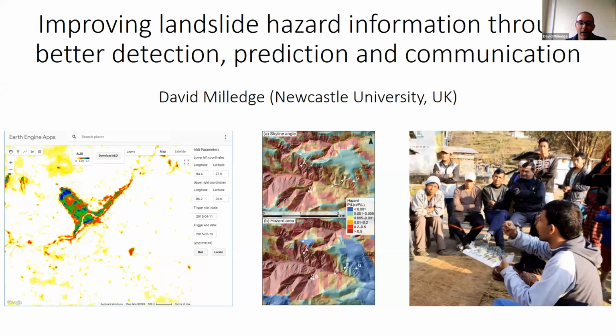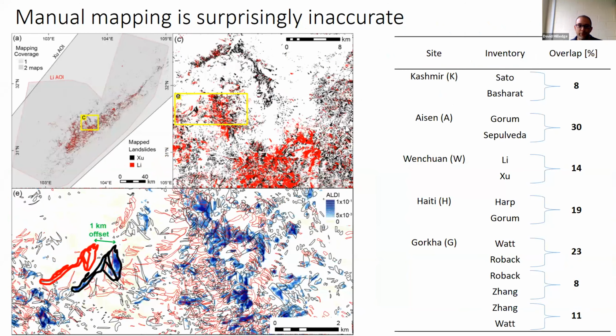Okay, great. So I'm going to talk to you about detecting landslides, predicting their hazard, and communicating that hazard. And so first, in terms of detecting landslides, we know that big landslide inventories are expensive and time-consuming to create. But the big surprise to me was how inaccurate they are.